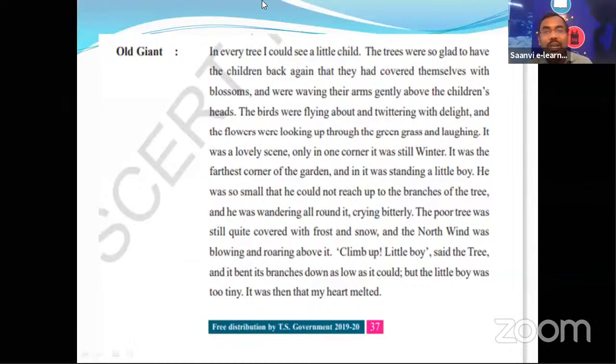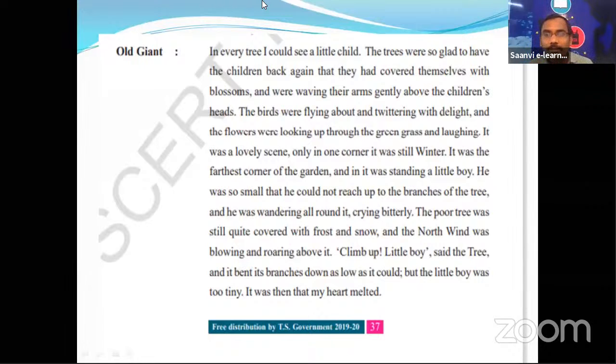Now, in every tree, I could see a little child. The trees were so glad to have the children back again that they had covered themselves with blossoms and were waving their arms gently above the children's heads. See how the situation has changed. How beautiful the garden will be looking now. There was no snow, there was no hailstorm, there was no north wind. So the garden will be looking very beautiful now.